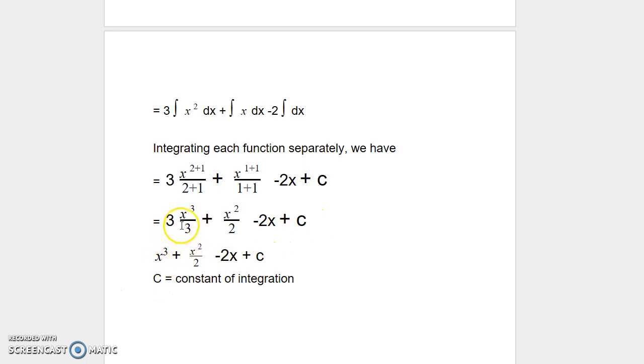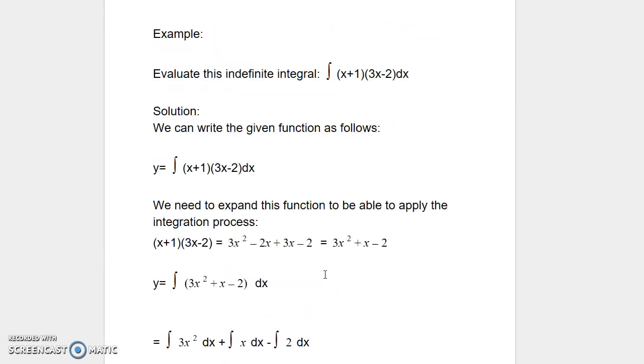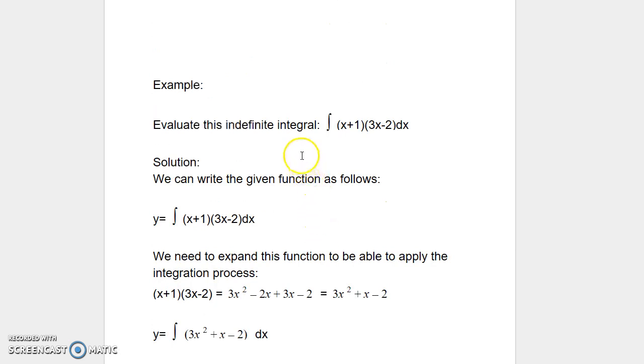When we simplify this some more, the 3 and 3 cancel out, leaving us with x cubed plus x squared over 2 minus 2x plus c, where c is the constant of integration. So this is the way we're going to solve indefinite integration problems involving a product of a binomial, a product of two functions, like that. Okay, in my next video presentation, we will be solving more example problems related to indefinite integrals.